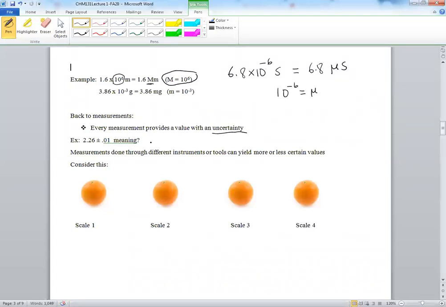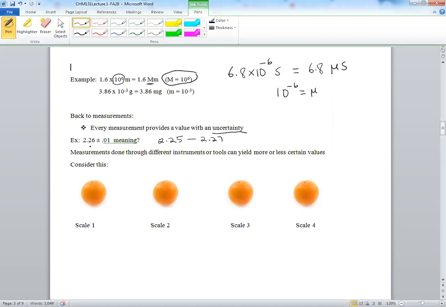So uncertainty is ubiquitous in science and, of course, everyday life. But when it comes to science, for example, if you have this measurement right here, you might have seen this notation, plus or minus. This indicates the uncertainty. So for example, if I have 2.26 plus minus 0.01, this simply means that your value is somewhere between 2.25 to 2.27.